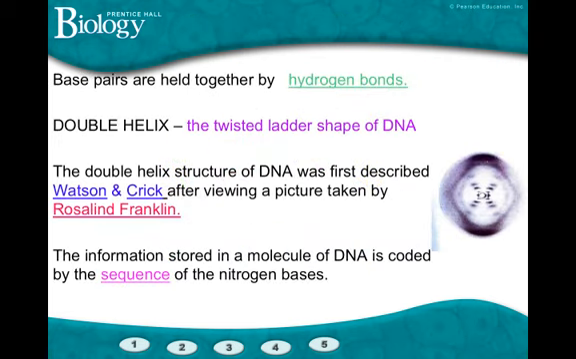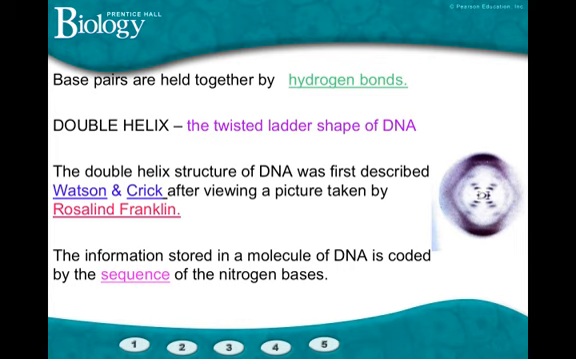So the base pairs are held together by really weak hydrogen bonds. If you remember, hydrogen only has one electron, so that's why it forms really weak bonds. It's very, very easily broken. Then those two strands get twisted like a double helix, and that's what creates the twisted ladder shape of DNA.